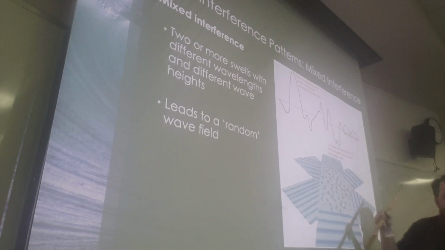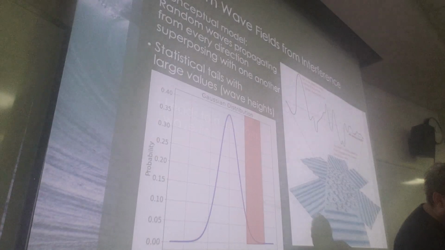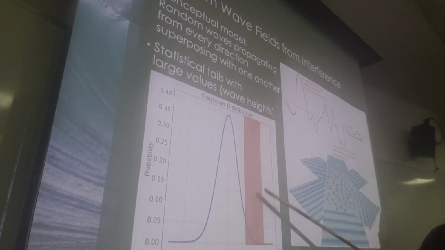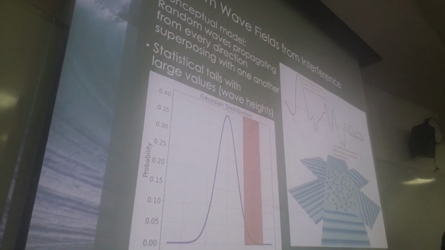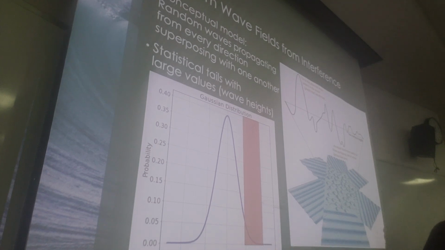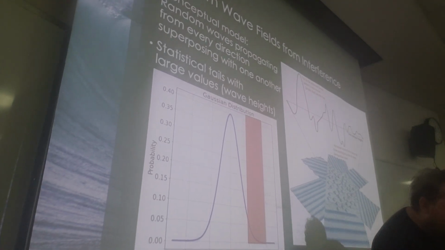If you add lots and lots of waves together, you can get a random wave field. That random wave field has a tail, so you have some statistical average, and then you have 1 sigma, 2 sigma, like how many standard deviations away from the center are you? And then out on the tail, you can get very, very large waves, and those are called rogue waves.